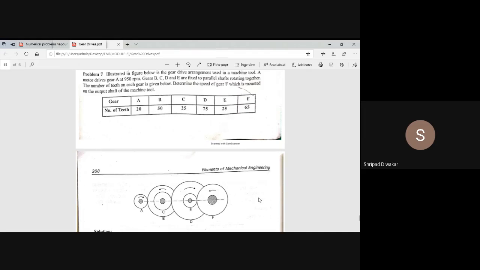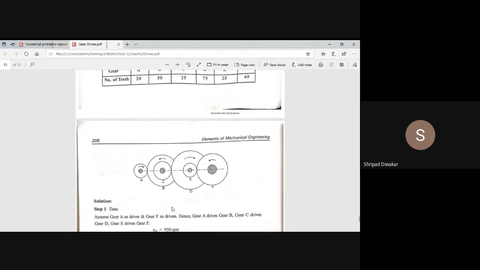Okay, now the last problem. The figure shows the gear drive arrangement used in a machine tool. A motor drives gear A at 950 rpm. Gears B, C, D are fixed to the parallel shaft, rotating together. The number of teeth on each gear is given below. Determine the speed of the last gear F, which is mounted on the output shaft.